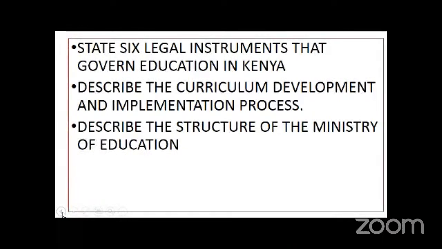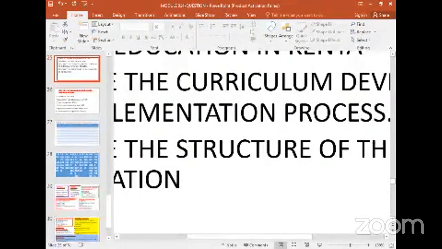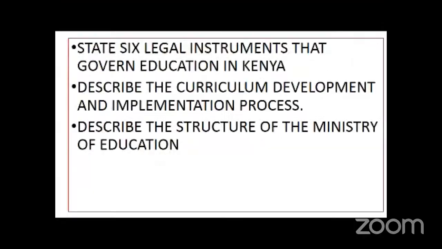Sure. Let's look at the last question on the structure of the Ministry of Education. Describe the structure of the Ministry of Education. One headed by the minister, or now known as Cabinet Secretary of Education. Yes, at the top. Of course, he's appointed by the president and is a political figure in that office, appointed by the president and approved by the National Assembly. We have the principal secretary under the cabinet secretary. That is the senior most administrator. I think that one is a civil servant.